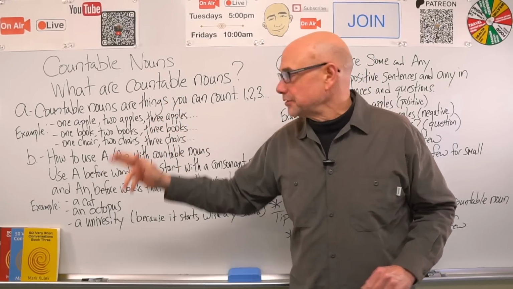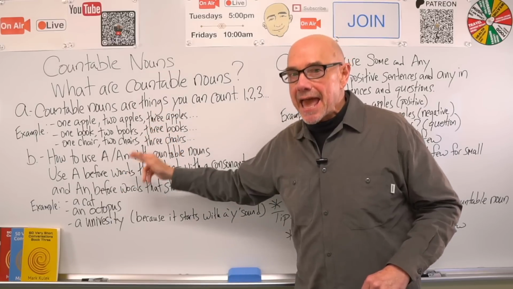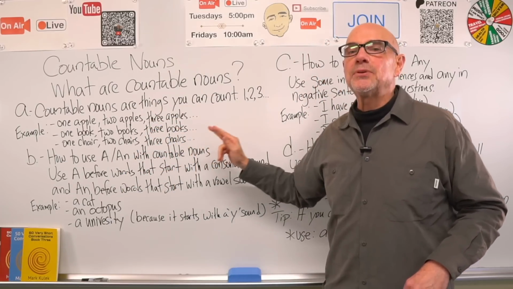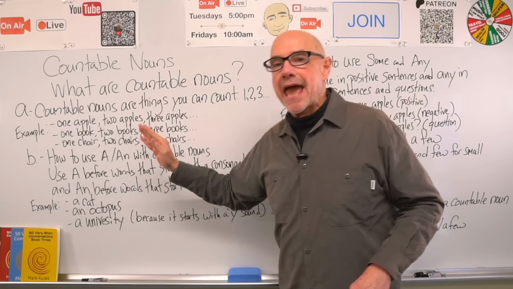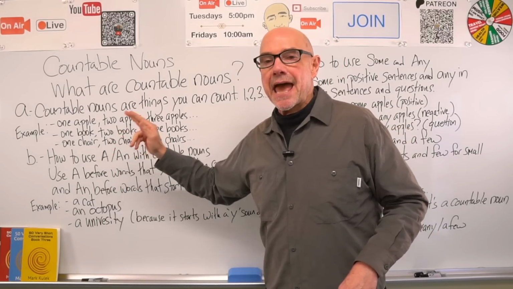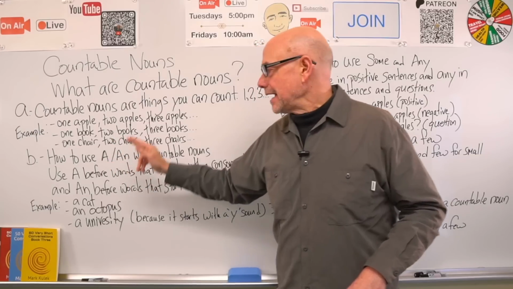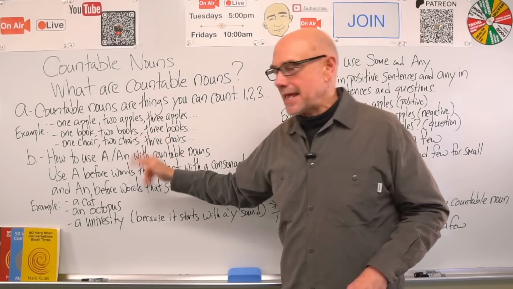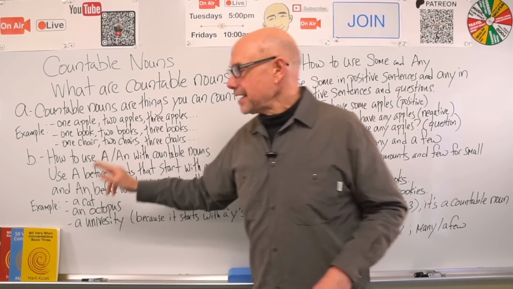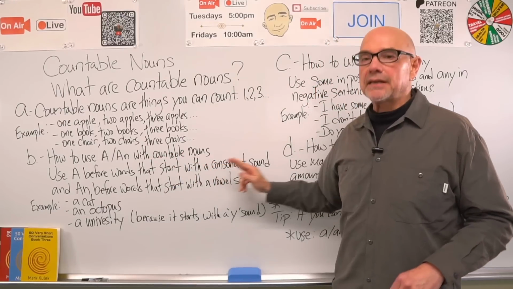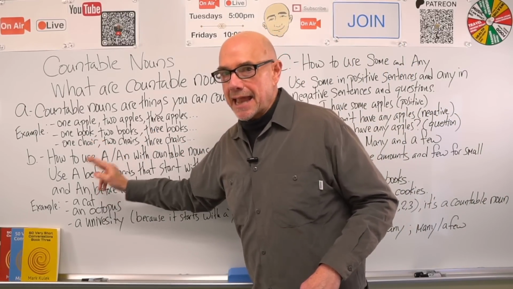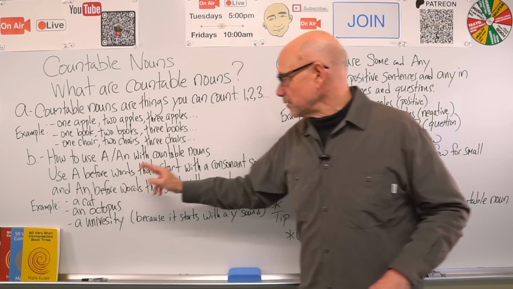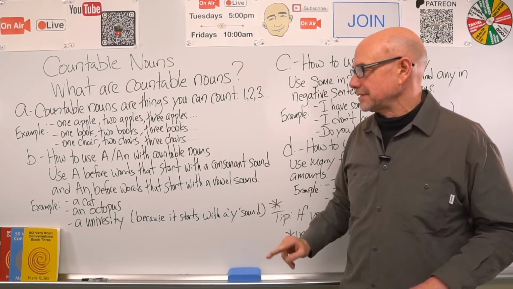How to use a and an with countable nouns. A, an. Use a before words that start with a consonant sound, and an before words that start with a vowel sound.